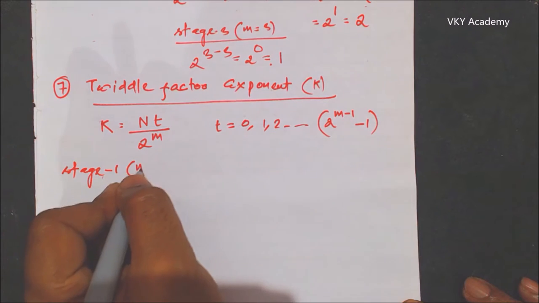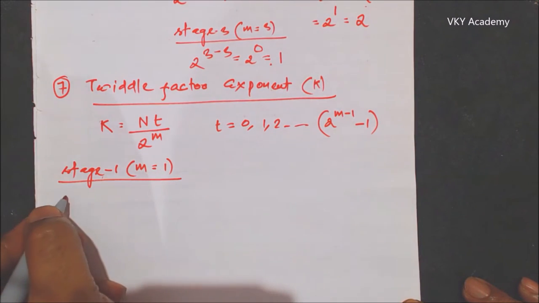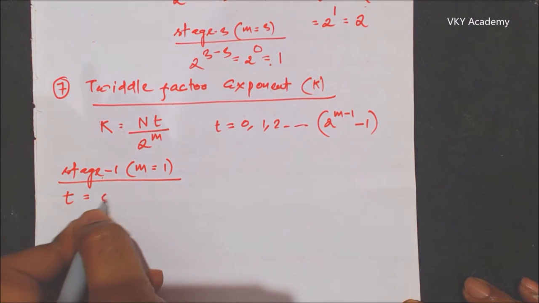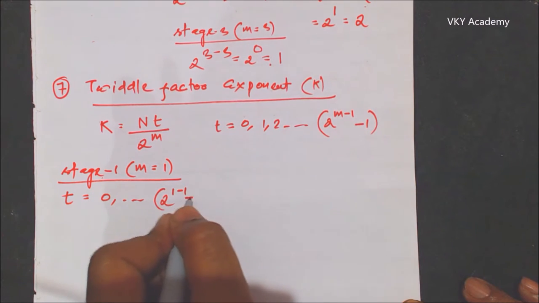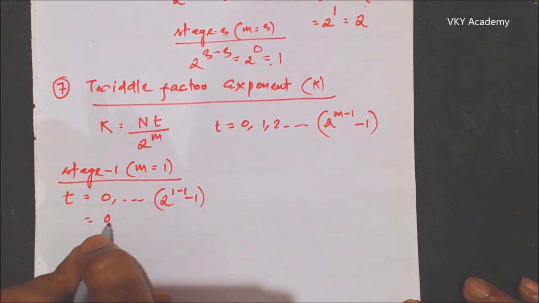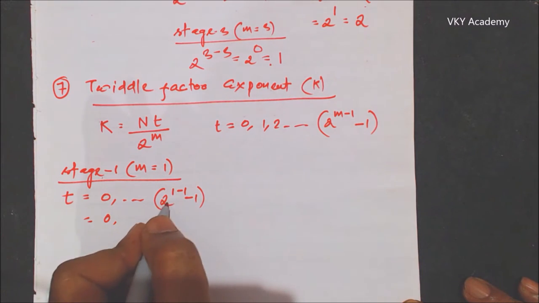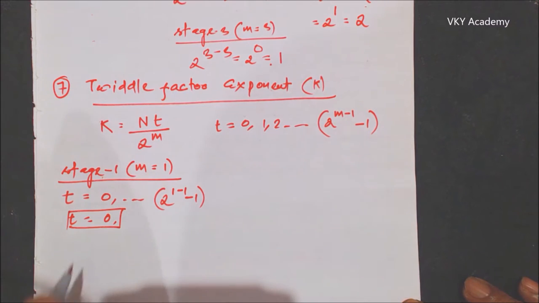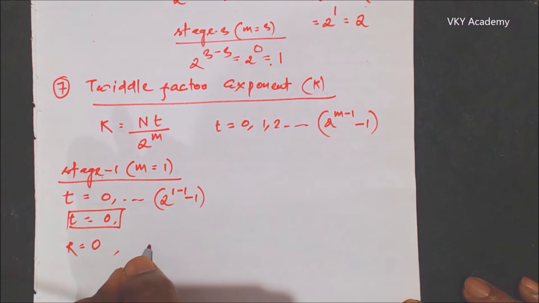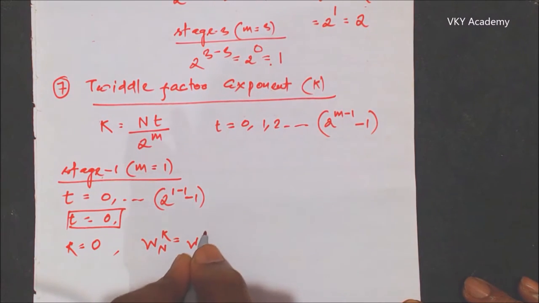Stage 1, where small m is equal to 1. First calculate t. t will be equal to 0 up to 2 to the power 1 minus 1 minus 1, which is equal to 0, 2 to the power 0, which is equal to 1, 1 minus 1 equal to 0. So I have one value of t only. So with the one value of t, k will be equal to 0. So the twiddle factor for stage number 1 will be W N to the power k, which is equal to W 8 to the power 0.